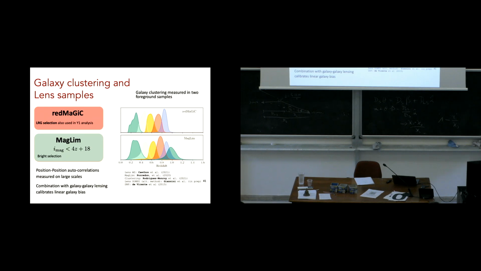Those result in, of course, somewhat different redshift distributions, with MagLim extending to higher redshifts. We can't do that for redMaGiC because the 4,000 angstrom break moves out of the DES filters. And for both of these samples, we proceeded to measure galaxy clustering and galaxy-galaxy lensing.